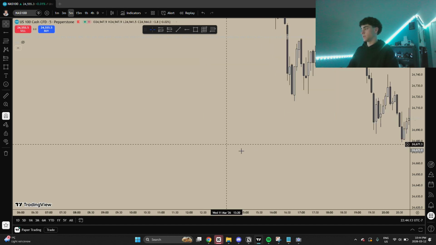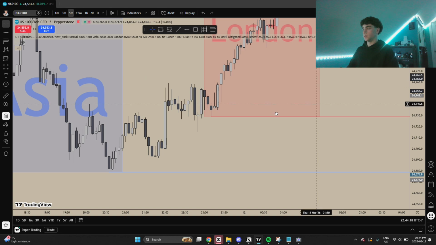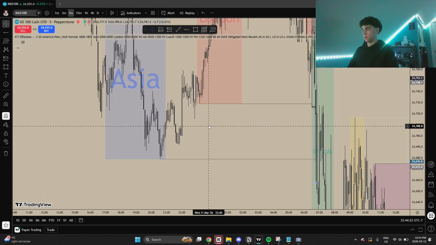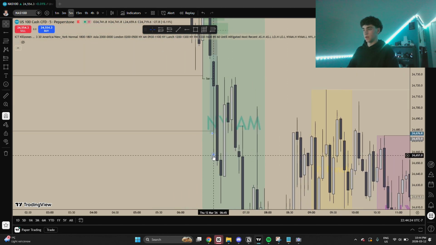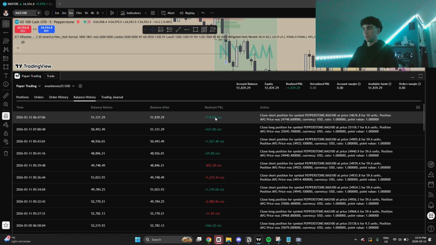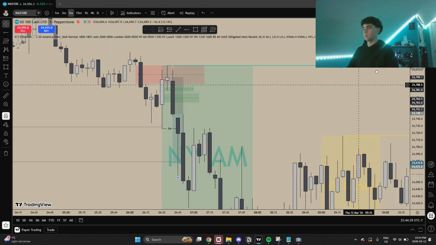And like I previously mentioned, we did target this Asia session low. And we got out, as you can see from that arrow on the chart there, just a little bit below that. And for my P&L today, we're up about $710. So another good day, another A plus setup.